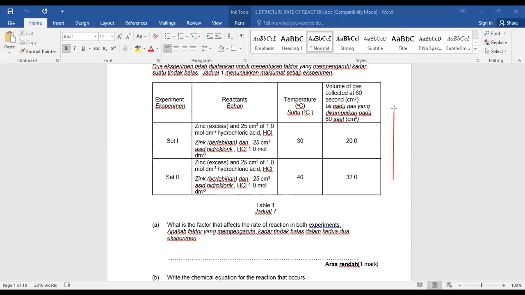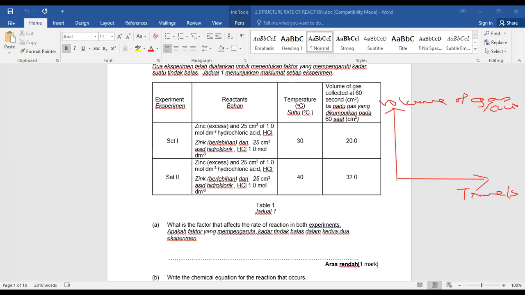This one. Okay. And here. Now this will be the x-axis and the y-axis. Okay, now we are going to label. This will be the volume of gas. Don't forget about the unit, centimeter cube. This will be the time taken.